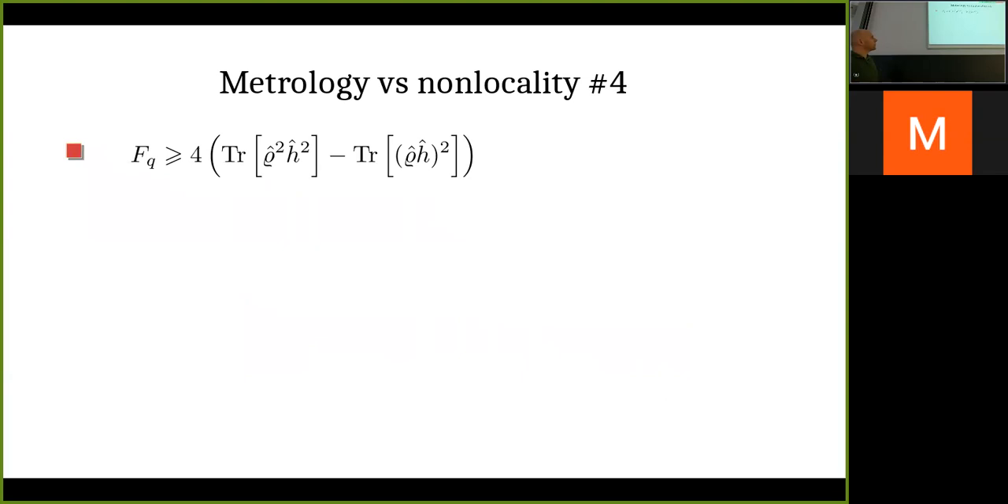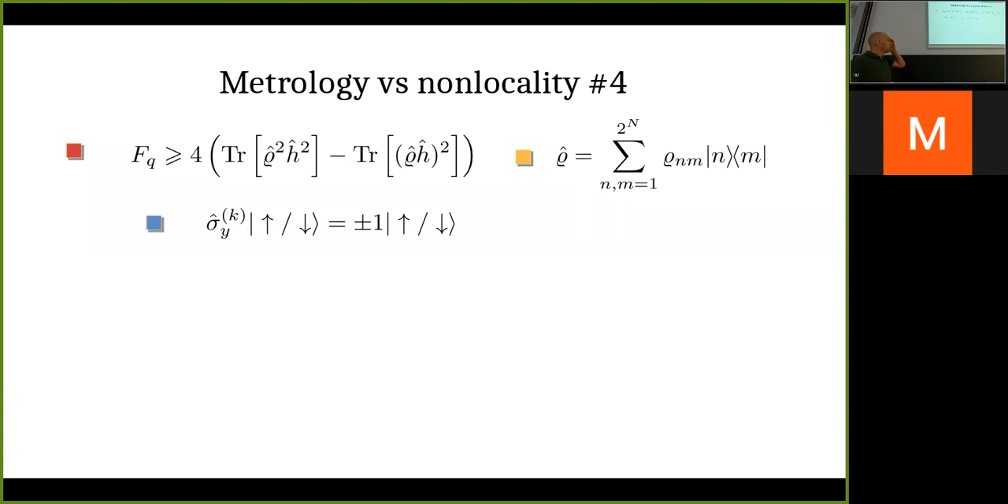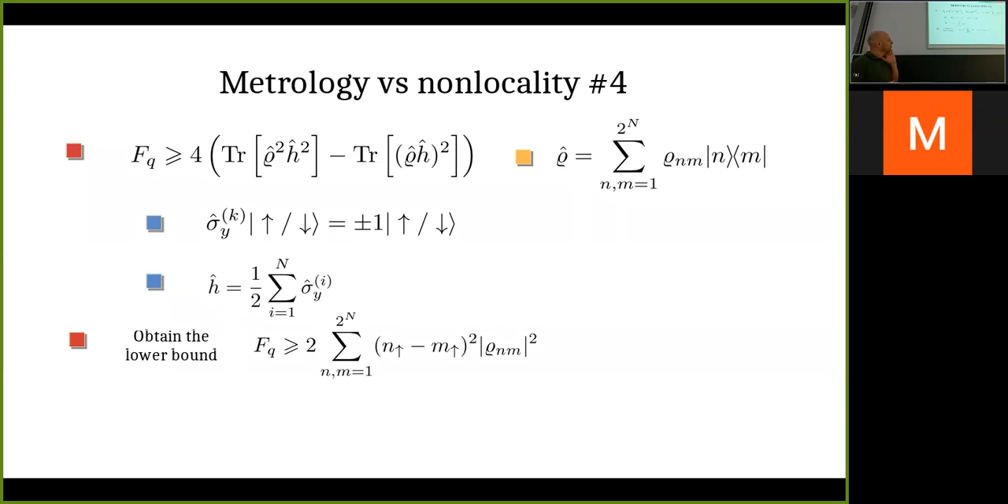Okay, so this is our inequality. This is the density matrix. These are the eigenstates, one-body eigenstates. This is the generator, and if you perform that, so you put h here and here, act with the sigmas on rho, then this is what you obtain. This is again no other assumption.